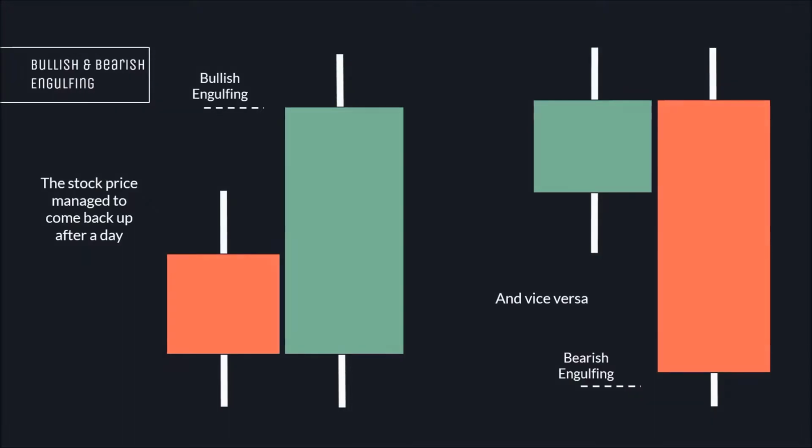Another two entry trigger examples include the bullish and bearish engulfing. A bullish engulfing is when the stock price managed to come back after a down day. As you can see, the second candlestick engulfs the first one and closes higher than it opened, therefore managing to come back after one day, and vice versa, which shows the bearish engulfing.